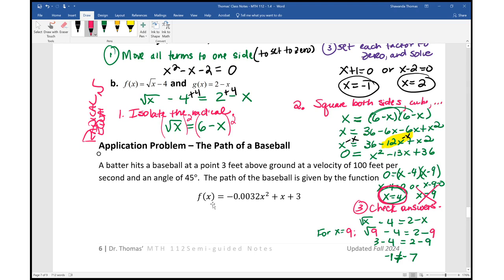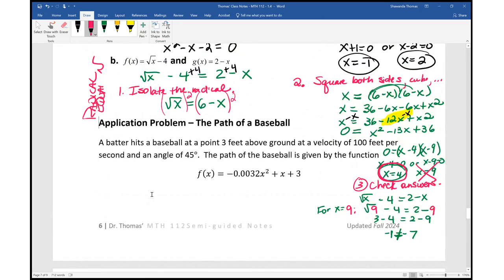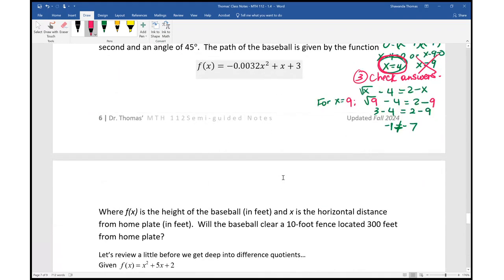All right, let's go over an application problem. A batter hits a baseball at a point 3 feet above ground at a velocity of 100 feet per second and an angle of 45 degrees. The path of the baseball is given by the function f of x equals negative 0.0032x squared plus x plus 3, where f of x is the height of the baseball.